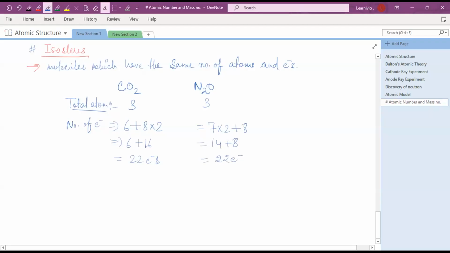So here you can see that these two molecules have the same number of atoms as well as the same number of electrons. So we can say that these two molecules, carbon dioxide and N2O, nitrous oxide, are isosteres with each other. Clear, Neha? Yes, ma'am.